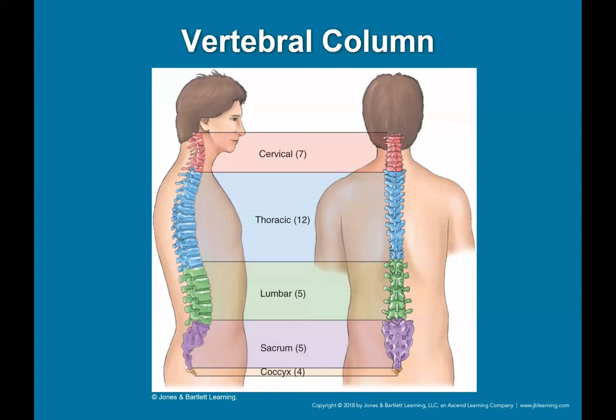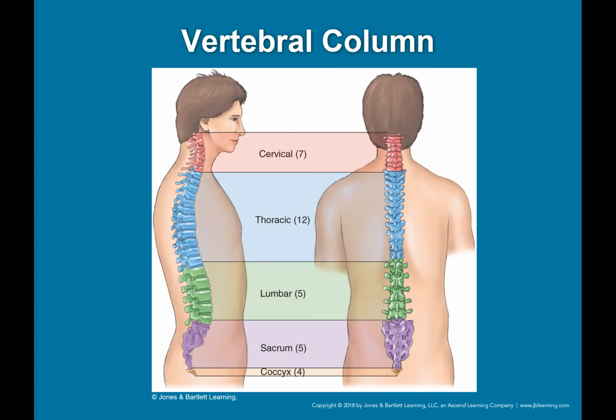How I remembered it, because I can remember numbers for some reason, is I always said 7, 12, 5, 5, 4. That's just how I remembered it, like a combination: 7, 12, 5, 5, 4. Because I knew where cervical was, C-collar; thoracic, rib cage; lumbar, mid-back; sacrum and coccyx, tailbone. I remember the numbers, and that helped me out.